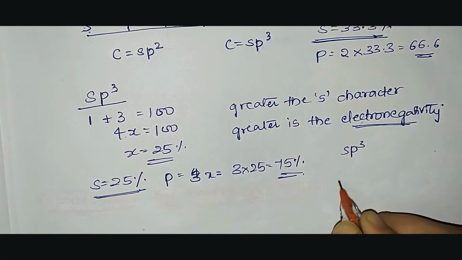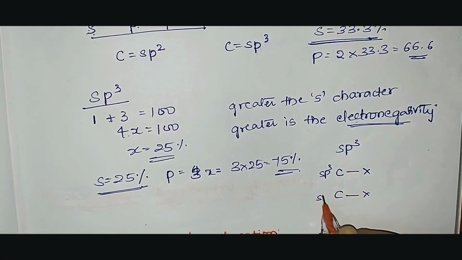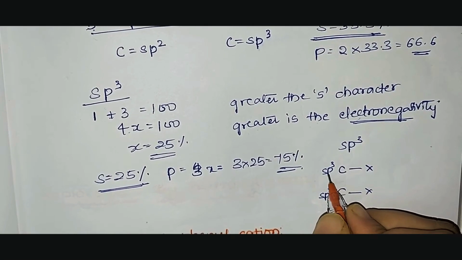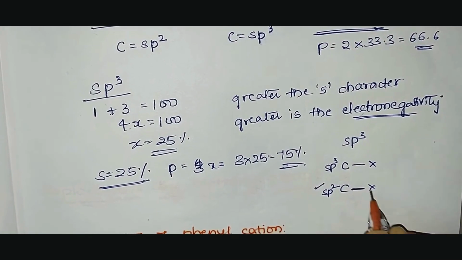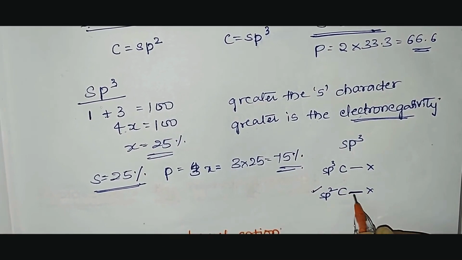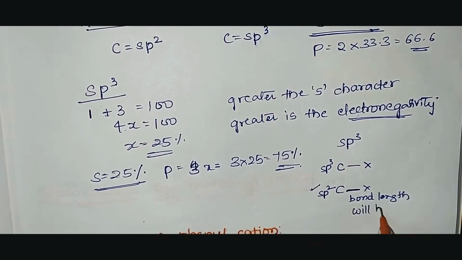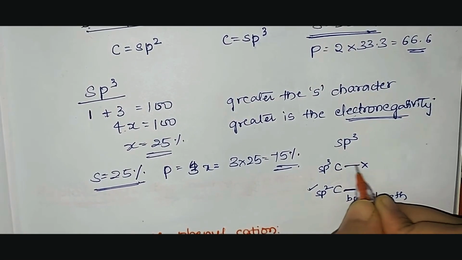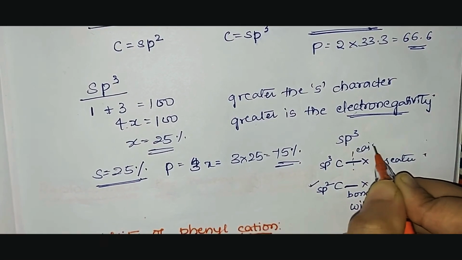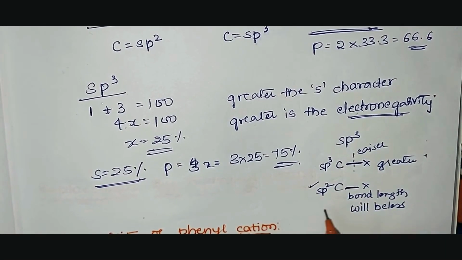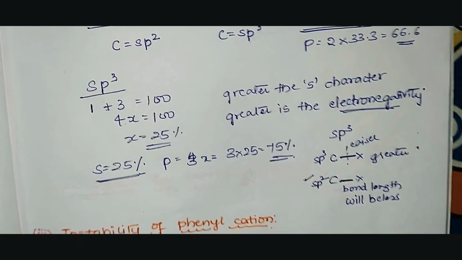So let us consider, if it is an sp3 hybridized carbon atom, what will be the nature of the carbon halogen bond, and if it is an sp2 hybridized carbon atom, what will be the nature of the carbon halogen bond. In case of sp2, the distance between carbon and halogen is less, whereas in case of sp3, the distance between the carbon and halogen will be more. That is, the bond length between carbon and halogen in sp2 is less, whereas the bond length between carbon and halogen in sp3 hybridized will be more. Because of the greater bond length, it is easier to break the sp3 hybridized carbon halogen bond, whereas it is difficult to break the sp2 hybridized carbon halogen bond.